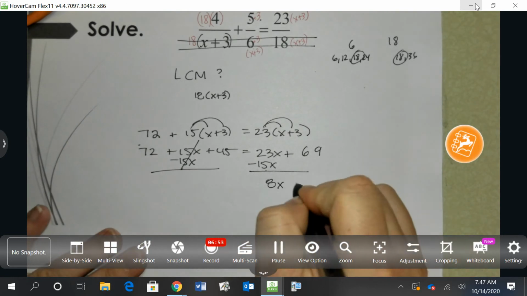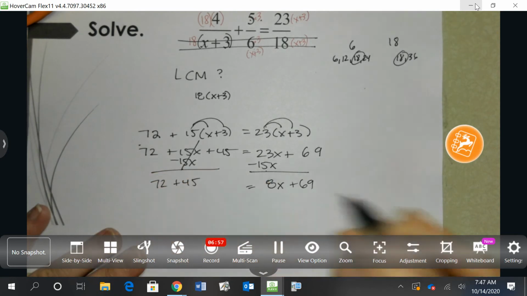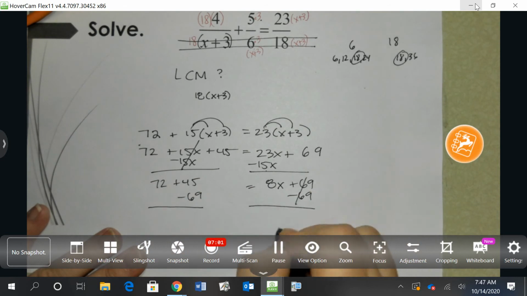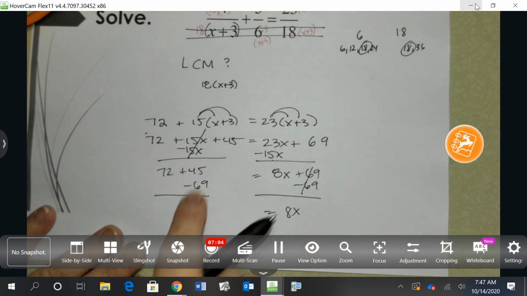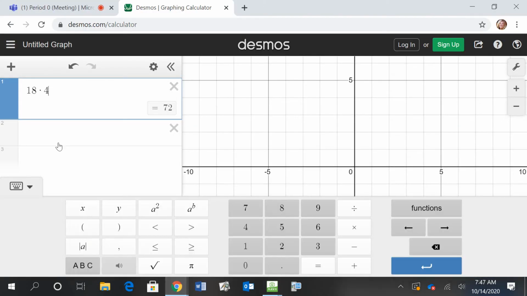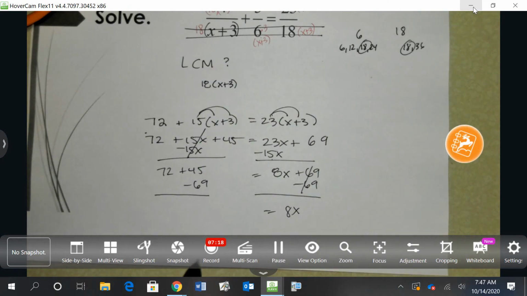8x. I can do these quickly on a calculator: 72, 45, and 69. The answer is 48.